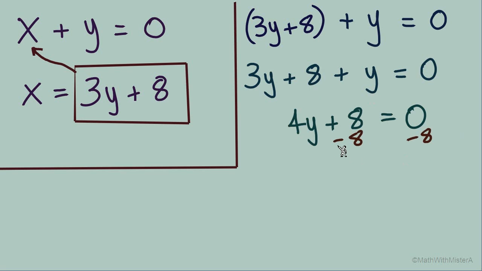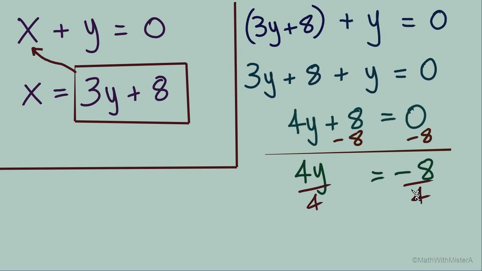So I'm taking away 8 both sides. It's leaving us with 4y equals negative 8. And now divide both sides by 4. We get y equals negative 2. So the first part of our solution this time was the y value, but both are still needed. So now how do we find the x value? It's really the same process.